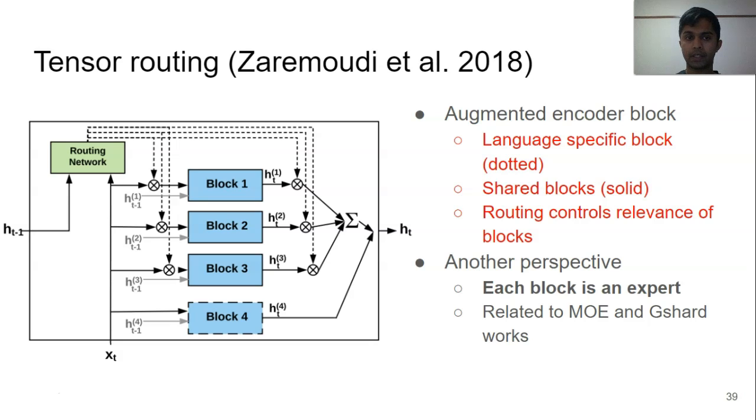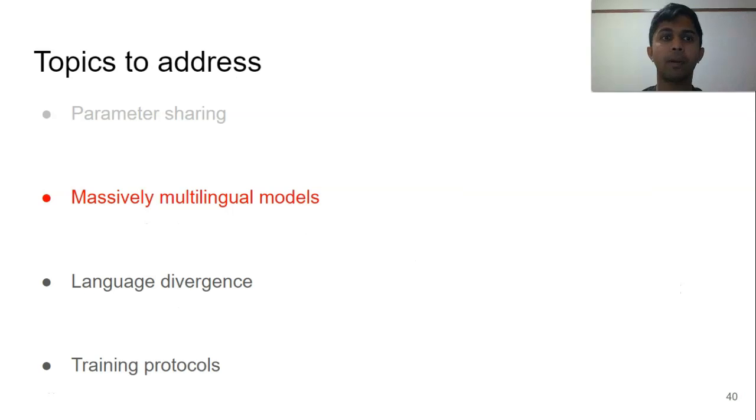So you have to also understand that each block can act as an expert, and this is related to works on mixture of experts and G-shard. I'll be talking about G-shard in the upcoming slides on massively multilingual machine translation. Up until now, I've talked about parameter sharing, where the purpose was to discover or determine an optimally shared architecture in order to improve the quality of multilingual machine translation models without having any kind of negative impact on the translation quality.